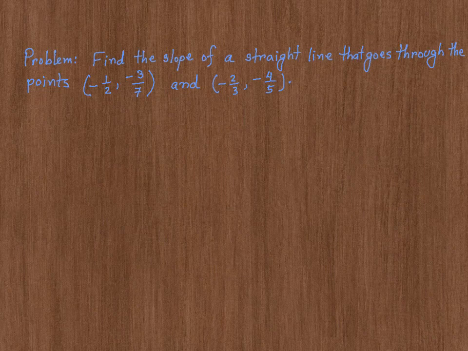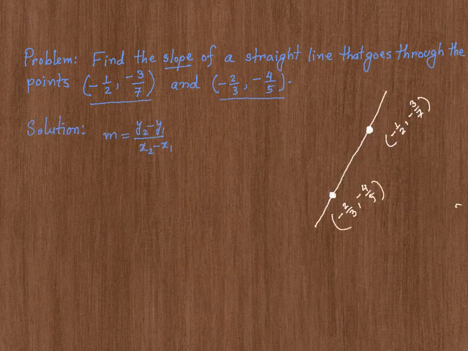In this video, we are going to find the slope of a straight line that goes through these two given points. Here we are going to use the slope formula, which is m is equal to y2 minus y1 divided by x2 minus x1, and I have created a sketch here, as you can see.